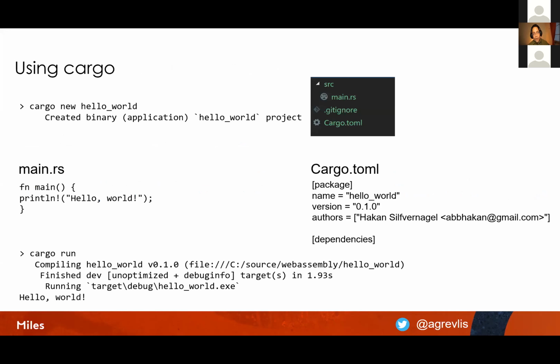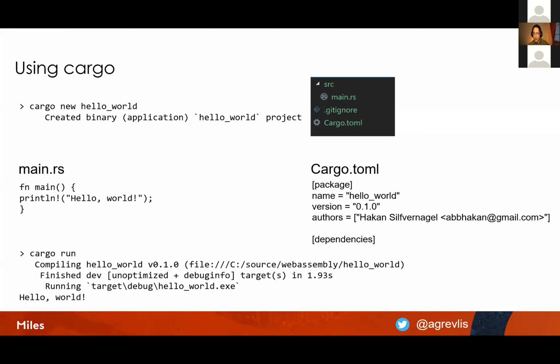But what you can also use is a tool called cargo. So if you run cargo new hello world, it will create this application for you. So it will create a binary application, a hello world project, which consists of a main Rust file, and then you can write the print into your main function. And then if you run cargo run, it will compile this, and then it will run the resulting exe file.